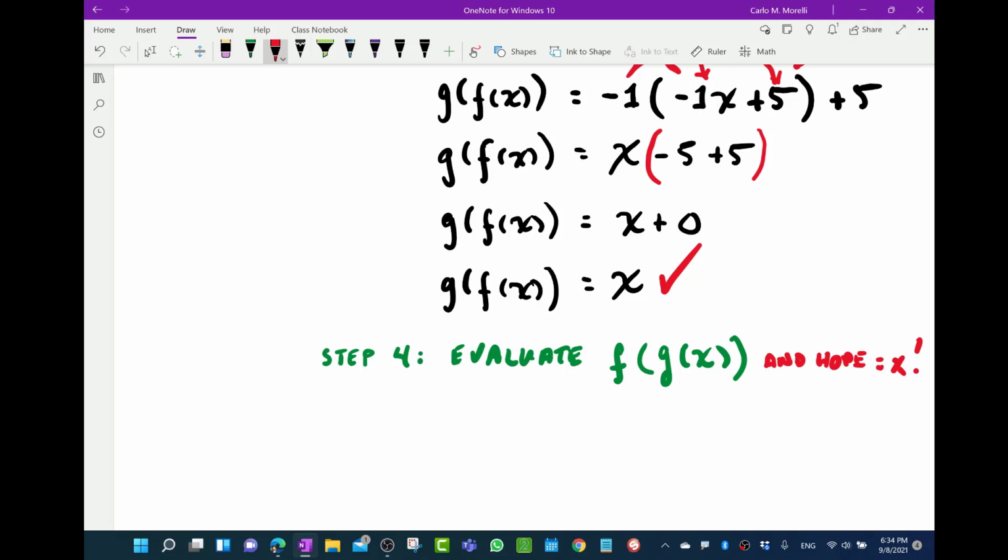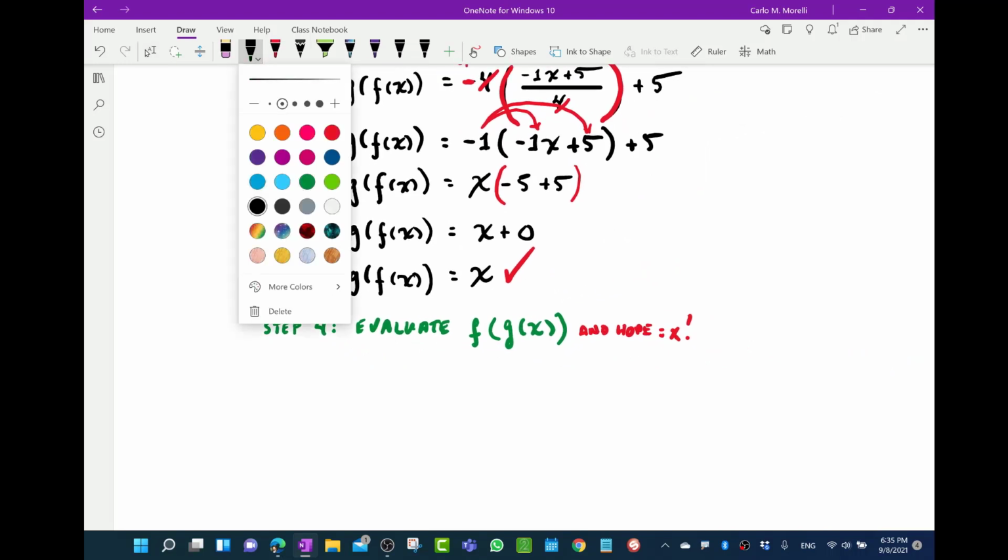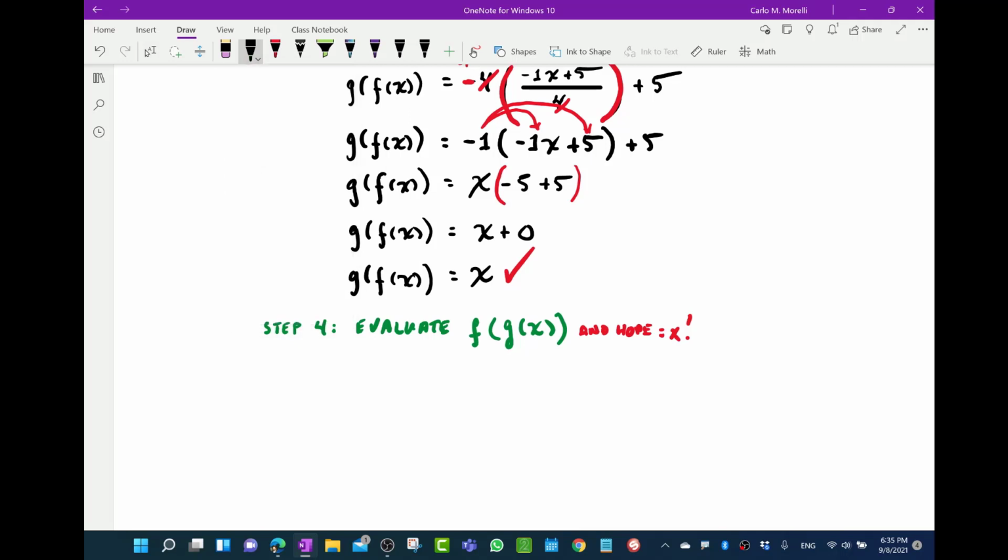And we can confidently state that the g inverse x function that we found is in fact the inverse of g of x. But we can't state that yet because we haven't actually done this. So let's do it. Ready? Switch back to black. So now we're doing f of g of x.